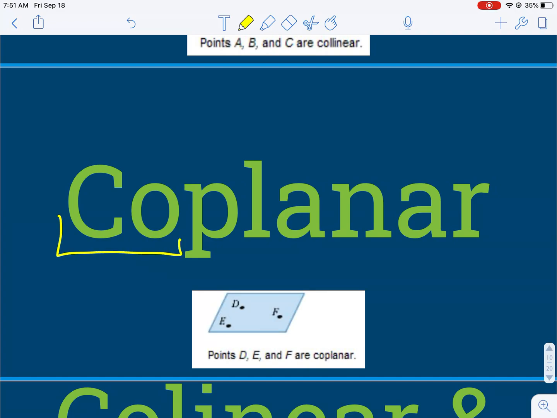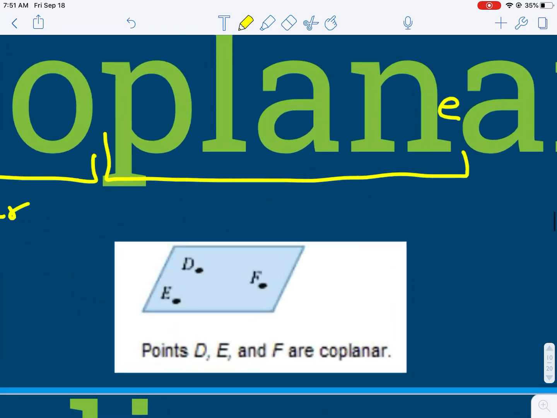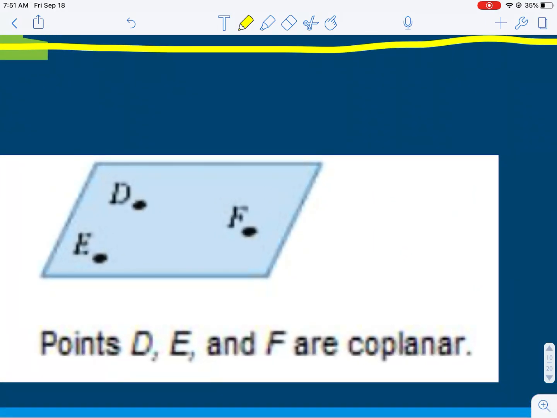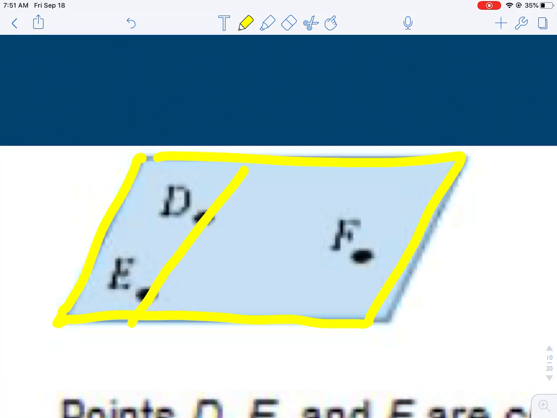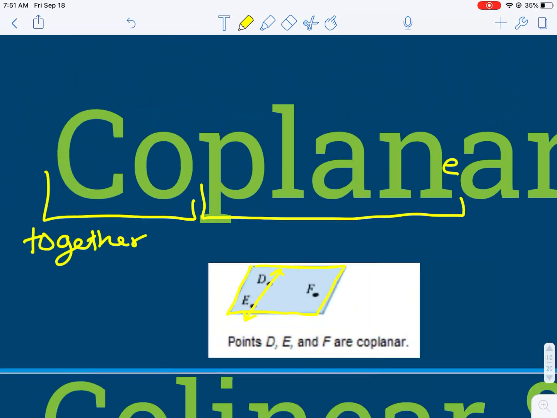Coplanar then, again, co means together, and the word plane is right here. We just dropped the E because that's how English works. So together on a plane is coplanar. So for example, D, E, and F are all on the same plane. So I can say they are coplanar. D, E, if I drew a line through them, are also collinear, so they could be both.